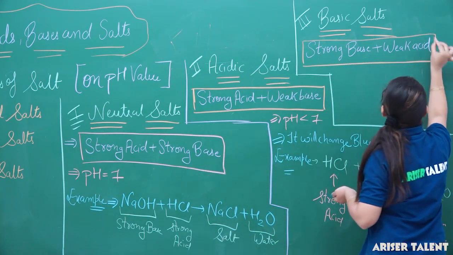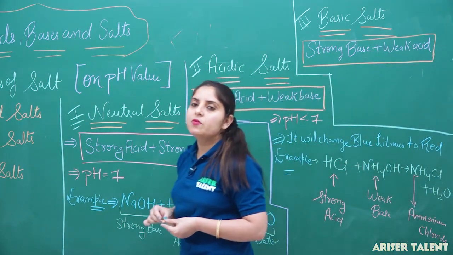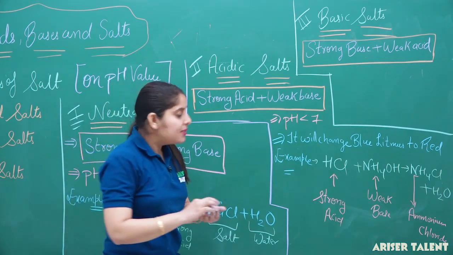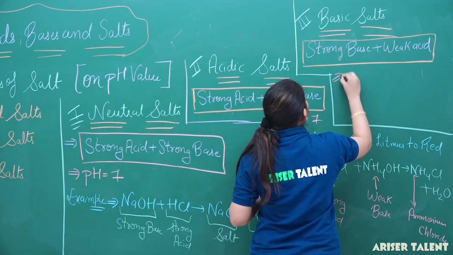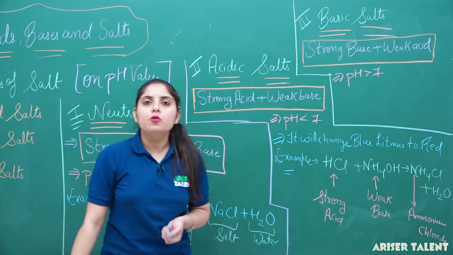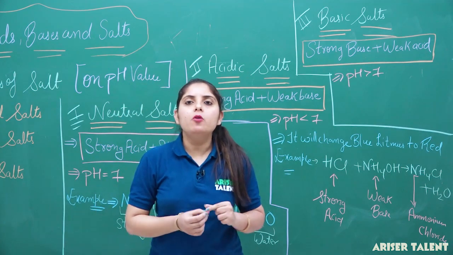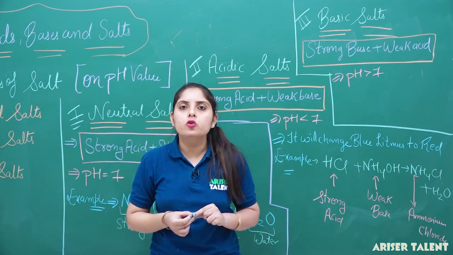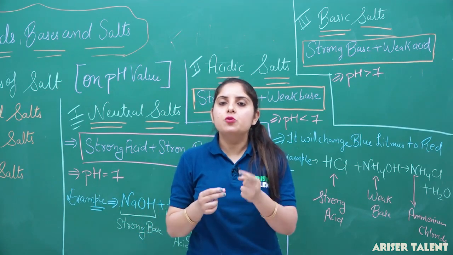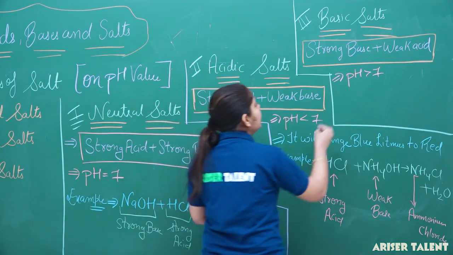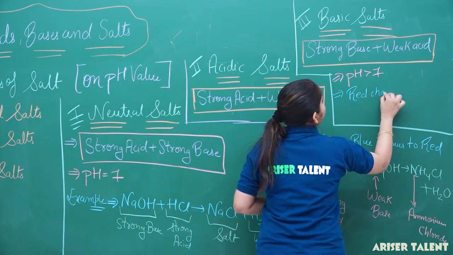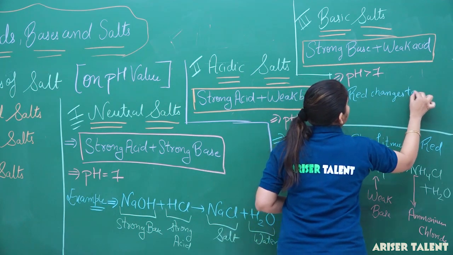Now, what will be the characteristic about the pH value of this type of salt? For the basic salt, the pH value will always be greater than 7. So the pH value will be greater than 7 for the basic salt. Now, what about the litmus color change of this type of solution? This type of solution or salt will always change red litmus to the blue one. So, we can say that the color change will be red changes to blue.